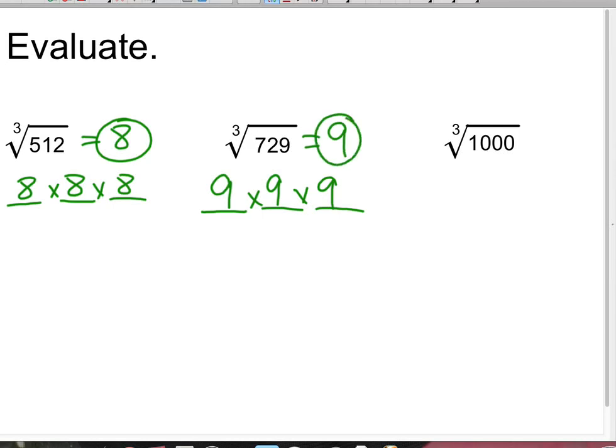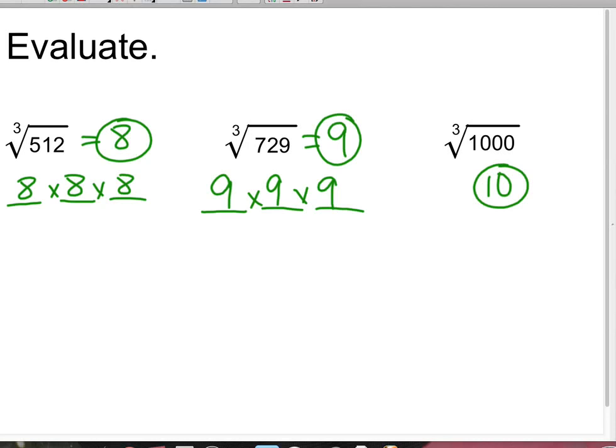And this one we already did, and hopefully you know. What number times itself 3 times equals 1,000? The answer is 10. The cube root of 1,000 is 10. You can't divide by 3. It doesn't work that way. You kind of have to think in your head, and use your calculator if you have one handy.